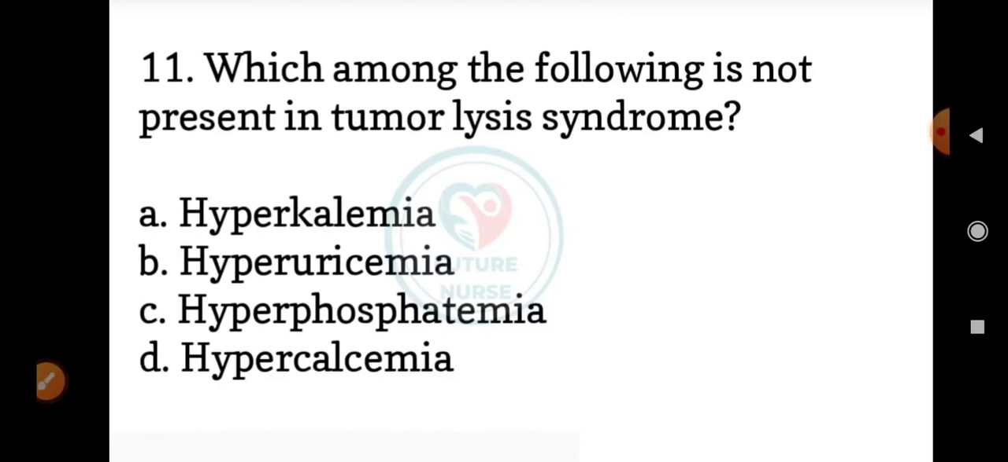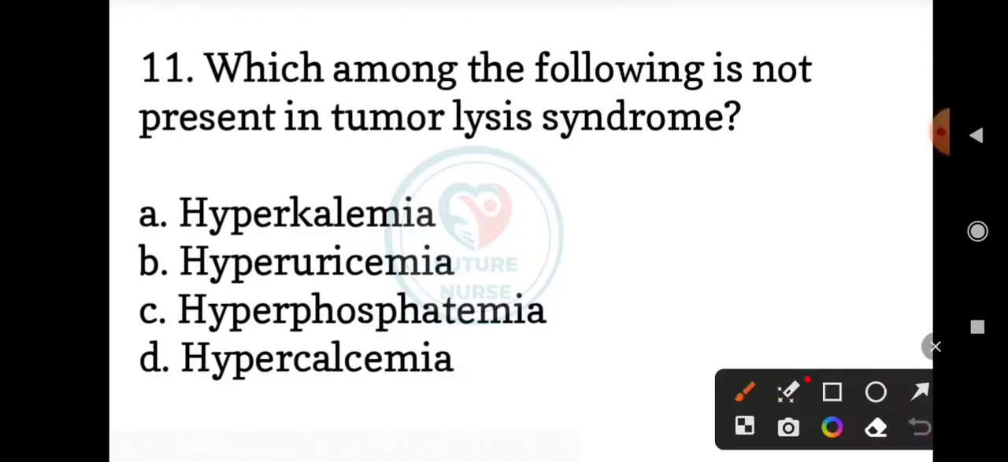Which among the following is not present in tumor lysis syndrome? So the options are hyperkalemia, hyperuricemia, hyperphosphatemia, hypercalcemia. So which condition is absent? The option is hypercalcemia. So hypercalcemia is the correct answer.